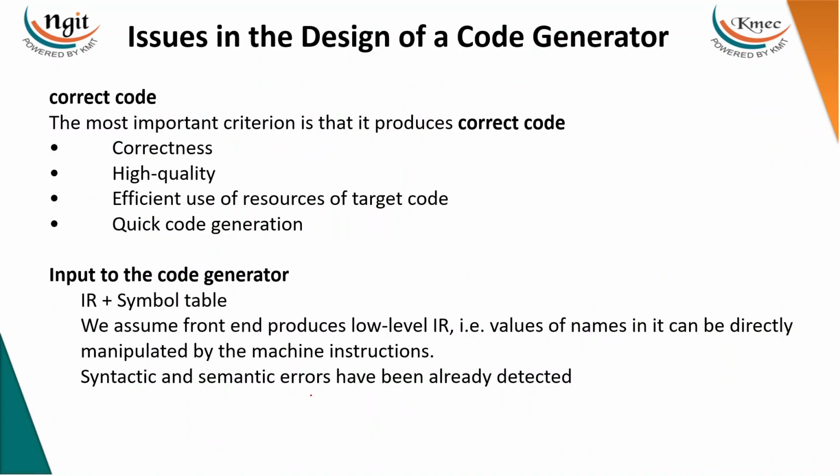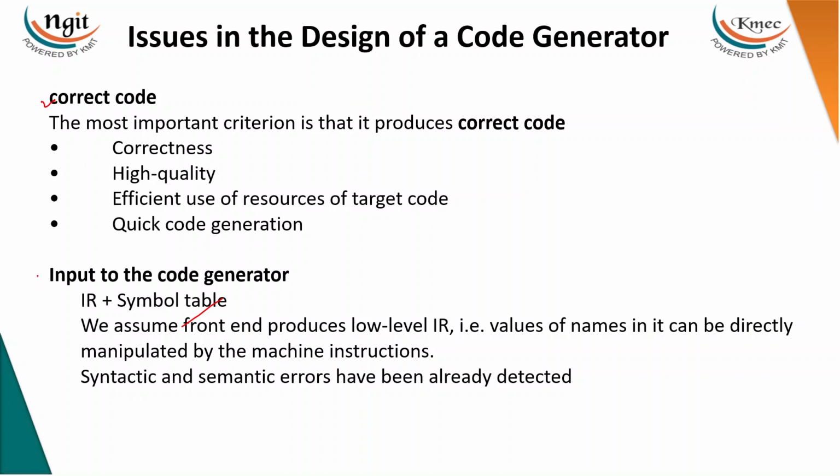Then what are the issues while you are designing a code generator? First of all, the code should be correct and of high quality. This we have already discussed. Right, then coming to the input to the code generator. The first property is correct code, we have already discussed this.